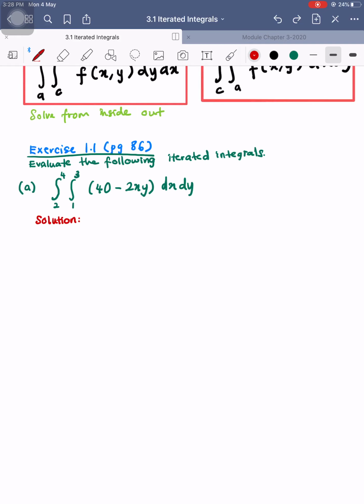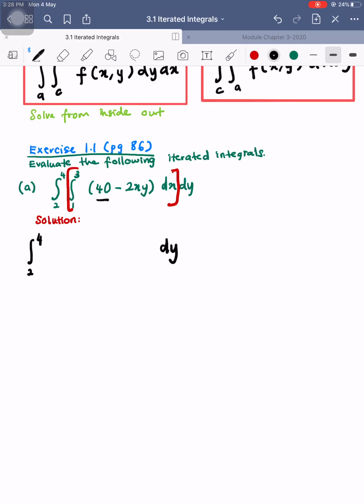Evaluate the following iterated integrals. First thing, as I mentioned just now, we start from the inside and then integrate the outside. So integrate the inside first. The outside you just copy.